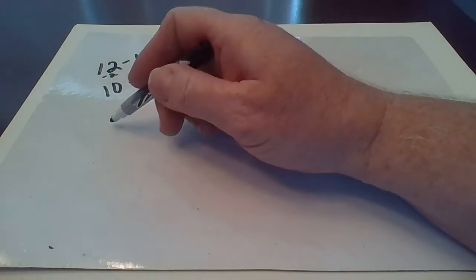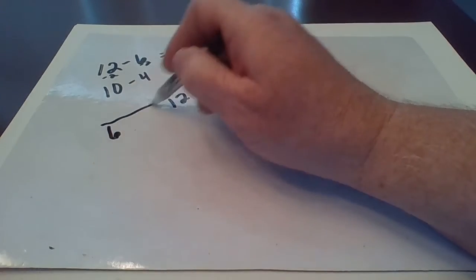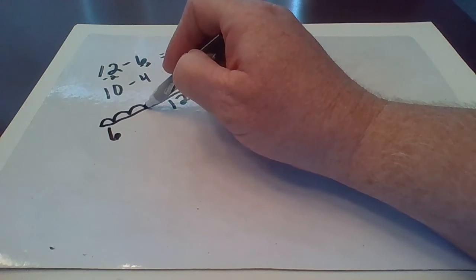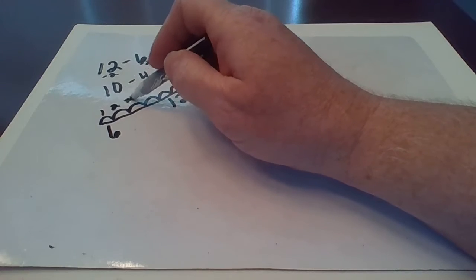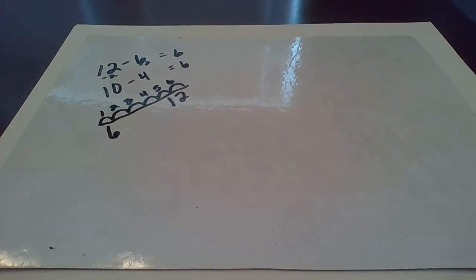I might do an open number line starting with 6, knowing I have to get to 12, and count up with jumps: 6, 7, 8, 9, 10, 11, 12. Count my jumps: 1, 2, 3, 4, 5, 6. That's if it's a simple problem.